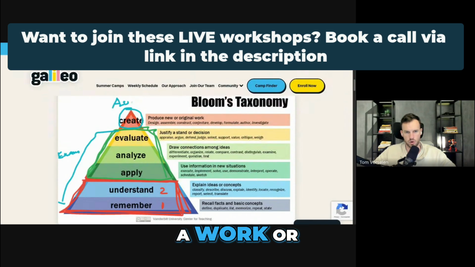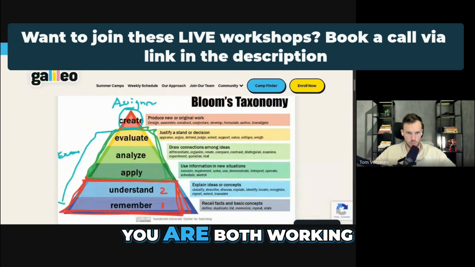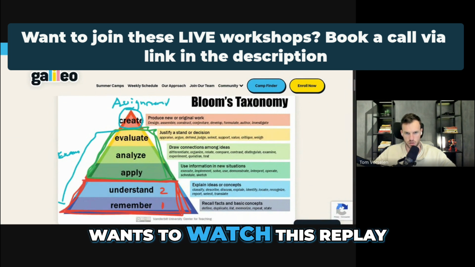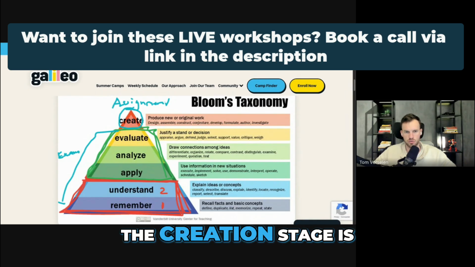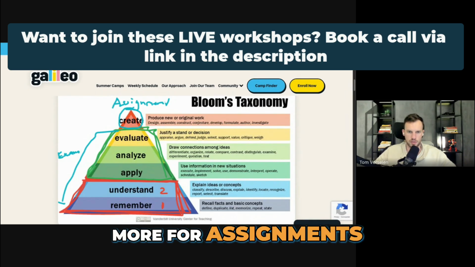If we look at a work or a study setting, and I'm sharing this because I know you are both working, but if someone wants to watch this replay, it also has to make sense for them. So these first 5 layers are more exams. The creation stage is more for assignments. You also see it here.